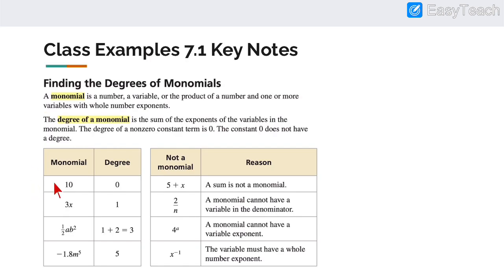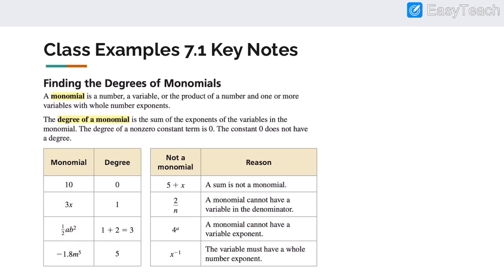All right, our first thing in notes here, it's a fair amount to write down, but you will want to write down these keywords as well as these tables. And there are quick reasons, so we're going to talk through them here in just a second. A monomial is a number or a variable, and it's the product of a number and one or more variables with whole number exponents. So you have to have whole number exponents; you can't have negative exponents or fractional exponents.